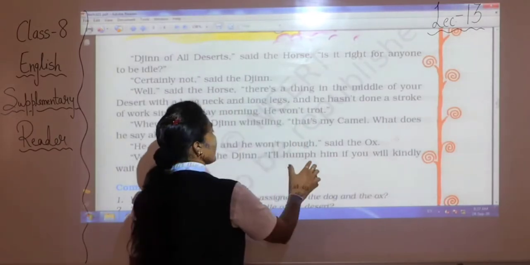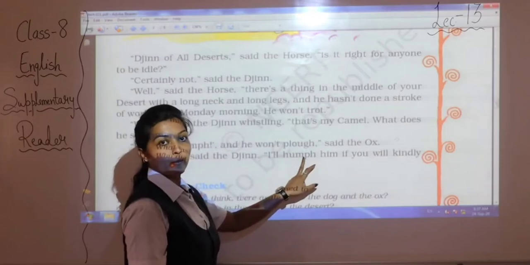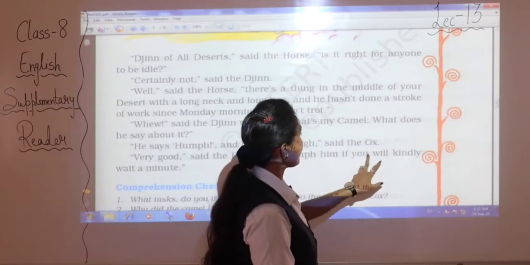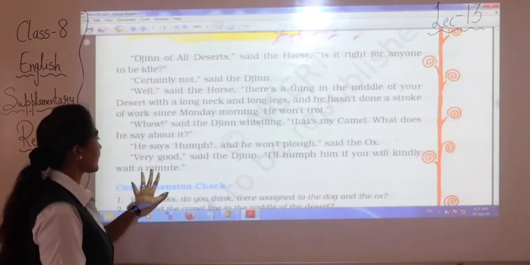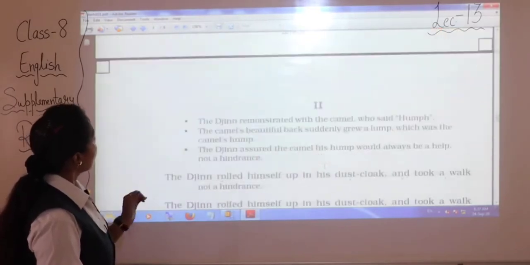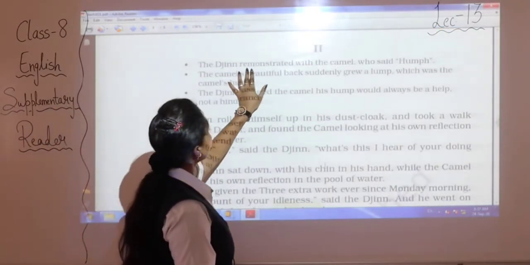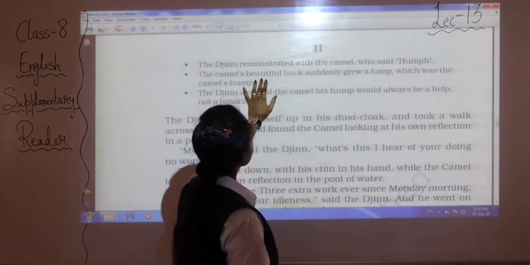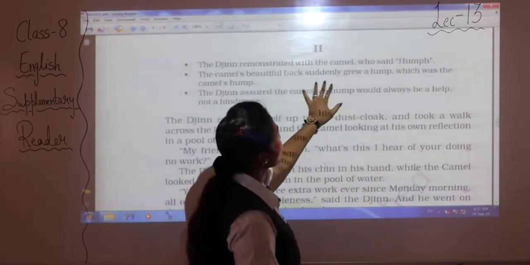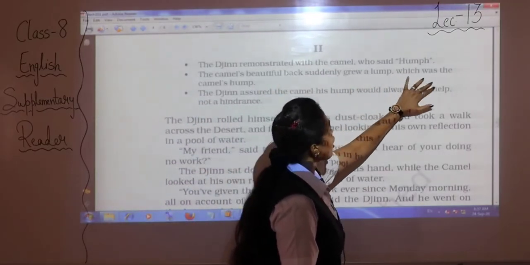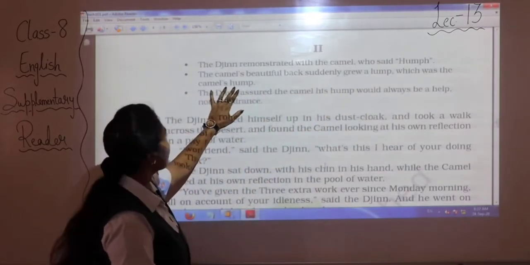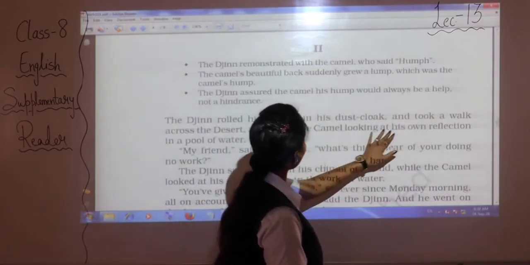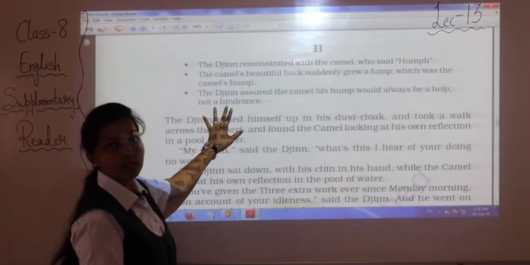See, this word, if in English we read it now, it's like whom, but when the sound is like that. "If you will kindly wait a minute." Now, the jinn remonstrated with the camel, who said whom. The camel's beautiful back suddenly grew a lump, which was the camel's hump. The jinn assured the camel his hump would always be a help, not a hindrance.